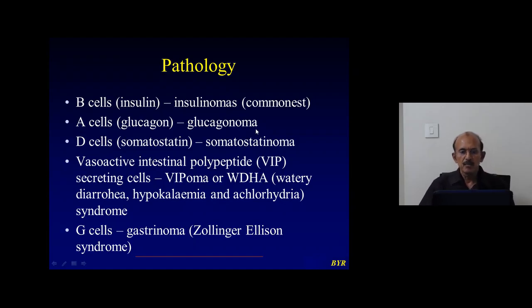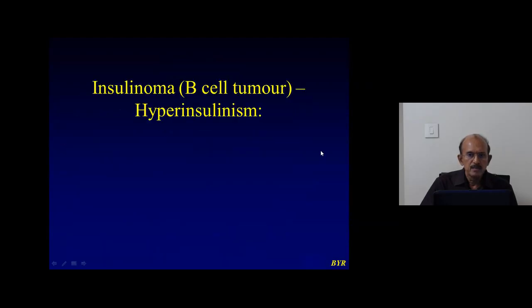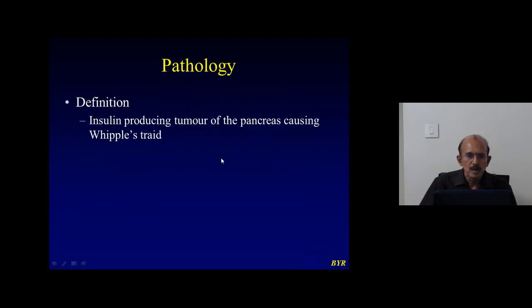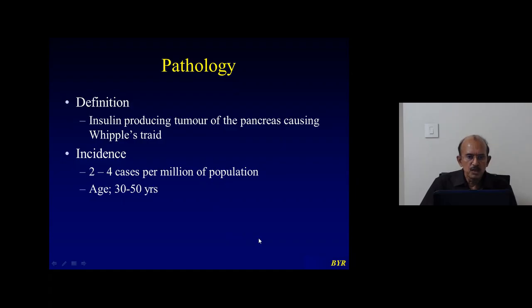So out of these, the insulinoma and gastrinoma are common, and we have to know about these things. Insulinoma, also called the beta cell tumor, also called hyperinsulinism. It is an insulin-producing tumor of the pancreas causing Whipple's triad. Incidence 2 to 4 cases per million of population. Age 30 to 50 years. Sex, females predominate. Etiology not known.